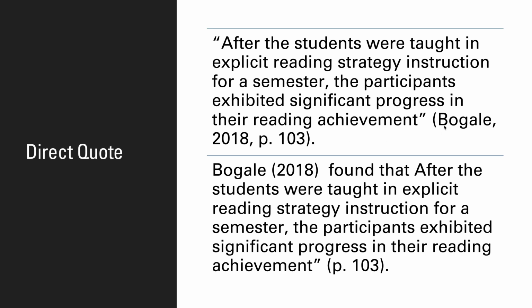And so you want to make sure that you're including all three of these components when you're taking a direct quote from an article. The example below is the same thing. Bogale, 2018, found that after the students were taught an explicit reading strategy instruction for a semester, the participants exhibited significant progress in their reading achievement. And then at the end here, I have the page number in parentheses as well. So these are both appropriate examples of how you can cite something using APA style citations.